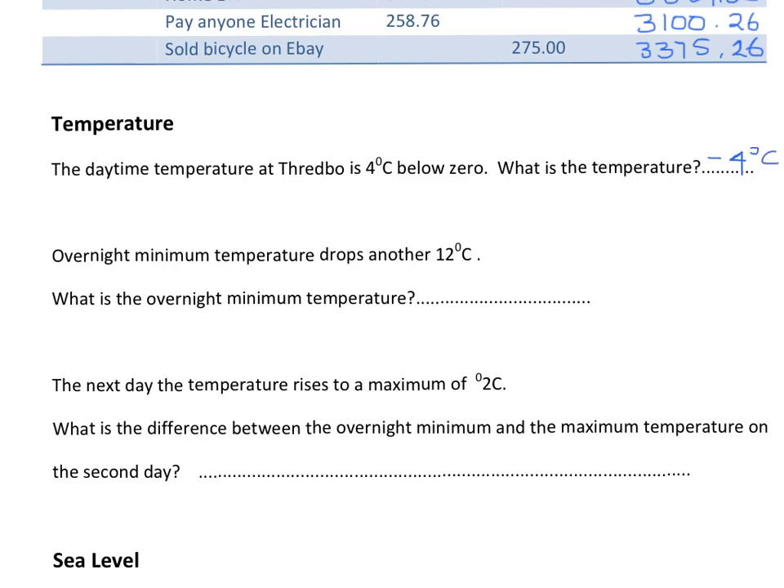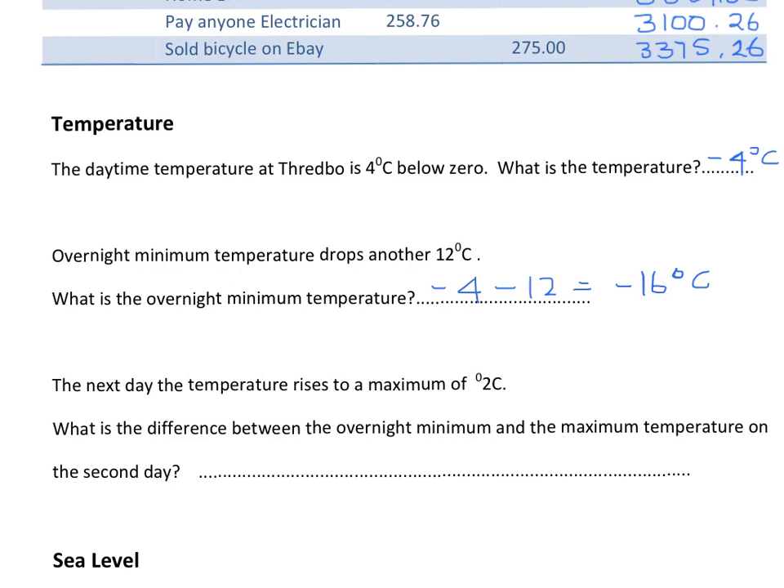Overnight, the minimum temperature drops another 12 degrees centigrade. So what then is the overnight minimum temperature? Well, the temperature in the day was -4, and then it drops another 12 degrees. Well, that makes the minimum overnight temperature -4 subtract 12 degrees, it's -16 degrees centigrade.